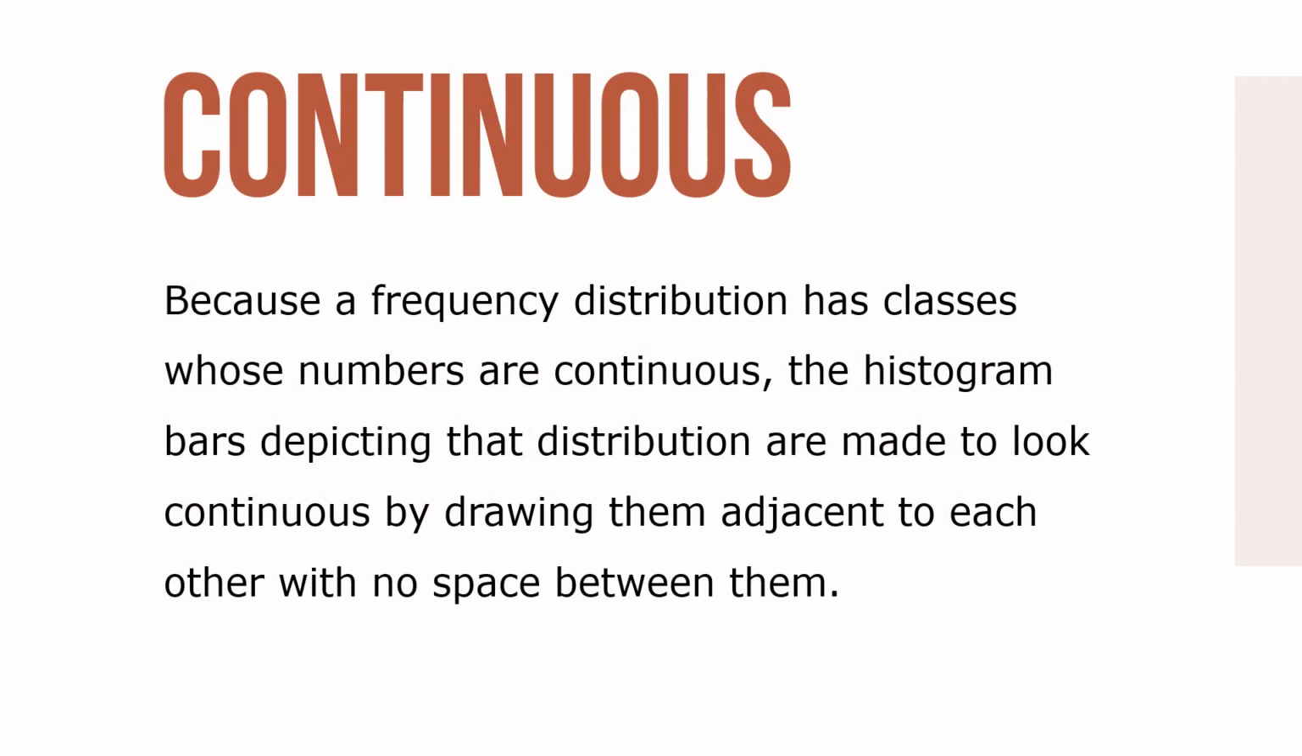Because a frequency distribution has classes whose numbers are continuous, the histogram bars depicting that distribution are made to look continuous by drawing them adjacent to each other with no space between them.